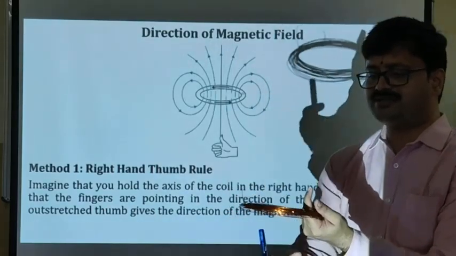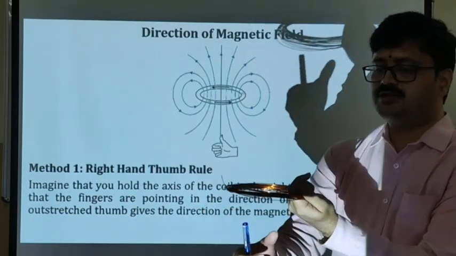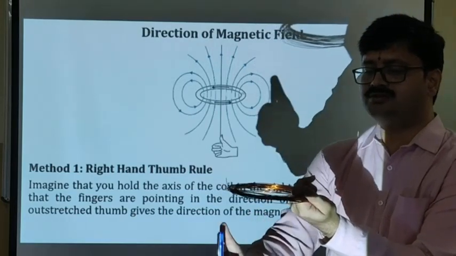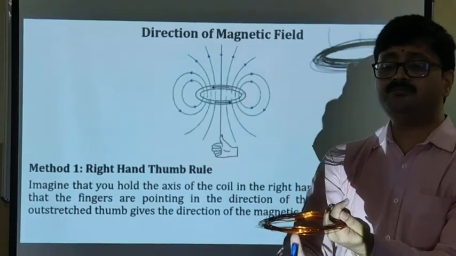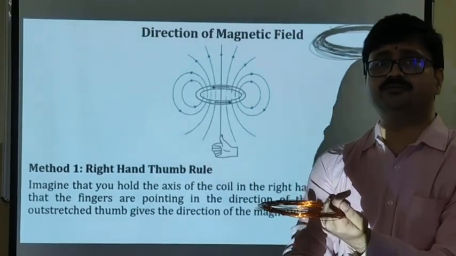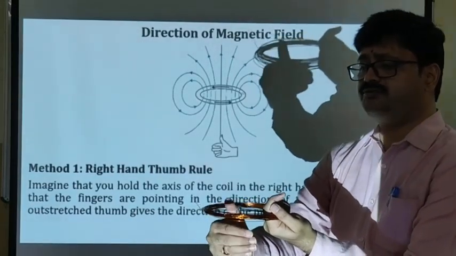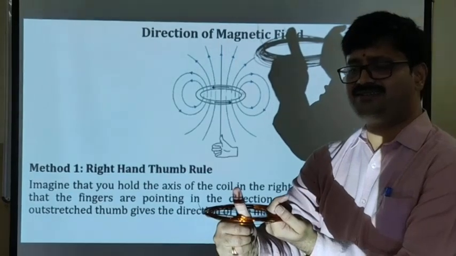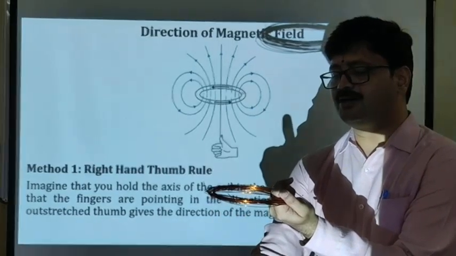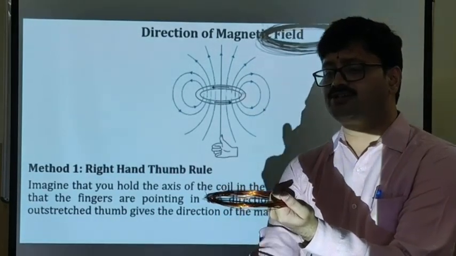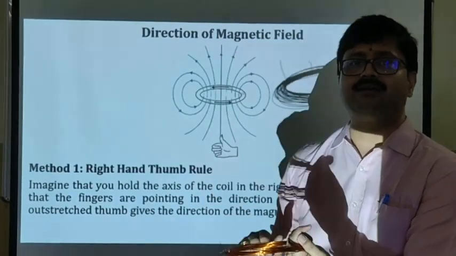So I am holding the axis in this pattern, such that the curl of the fingers is along the current. Then clearly this thumb points the direction of the magnetic field. Now obviously here, as you can notice, this is the curl of the finger. I am holding the axis like this. Then this is the curl of the finger that I am making, and here is the thumb. In what direction is the thumb pointing? In the upward direction. So my dear friends, this is the direction of the magnetic field.